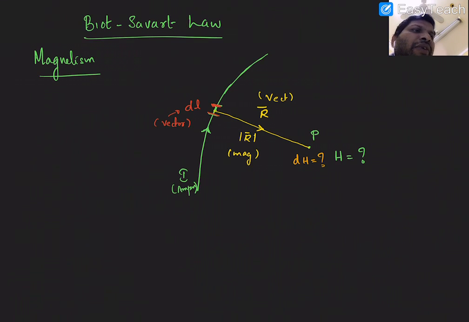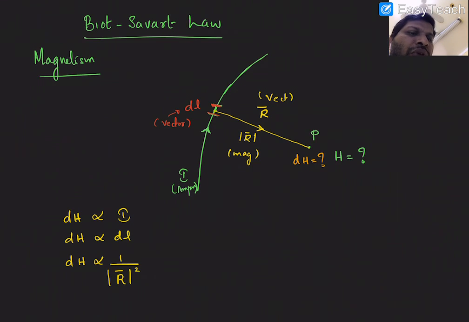Now it is found that the differential magnetic field intensity dH is proportional to the current, and it is also proportional to the current element, the differential length dl, and also it is inversely proportional to the square of the distance. What is the distance? It is the magnitude of r, squared.